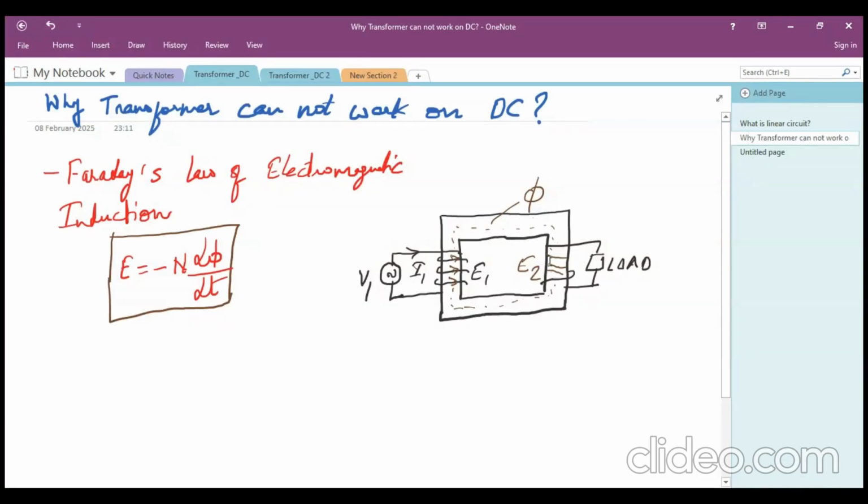induction. Due to this induced EMF in the secondary winding, current starts to flow in the secondary winding and we get power in the load which is connected at the secondary terminals of the transformer. So in this way, a transformer works.